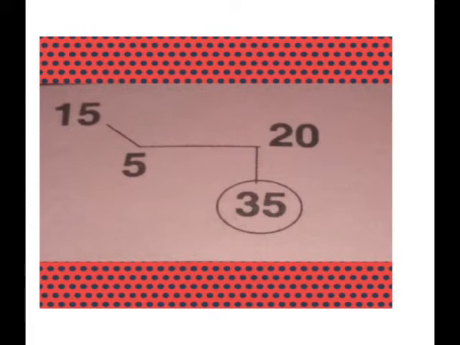And assuming 20 was not given, how can we get our 20? It's going to be 15 plus 5. That will give us our 20. So this is very simple. Let's consider our second example.